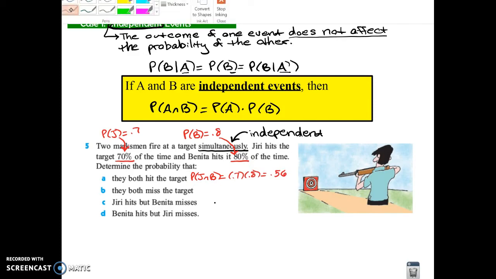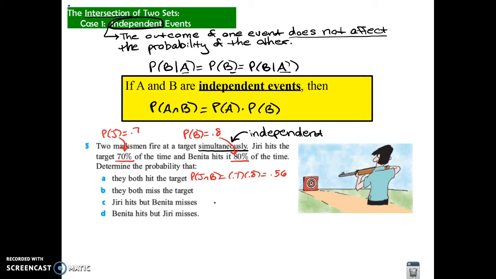Moving on to the next one, pause for a minute and see if you can answer the remaining 3 questions by using the same logic. Look now at these results for parts B, C, and D.